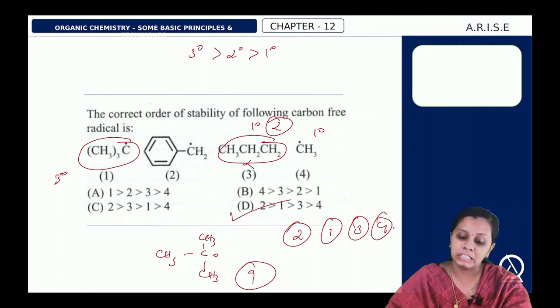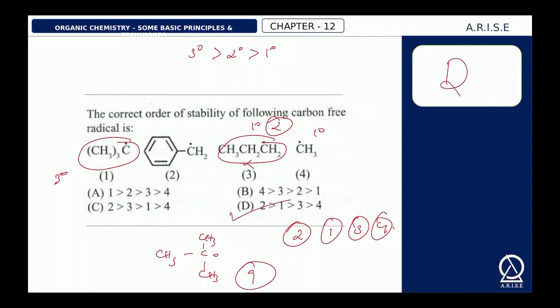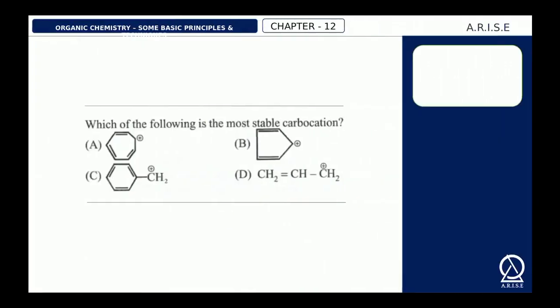It is option D. Okay. Now moving on to the next question. Which of the following is the most stable carbocation?